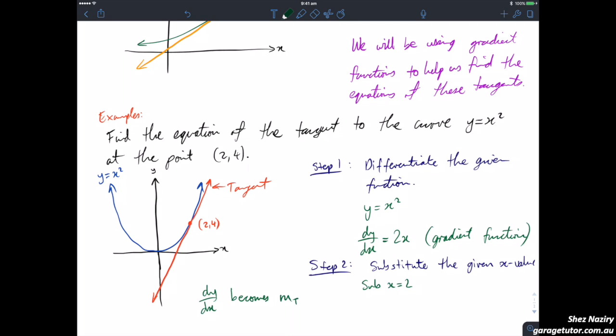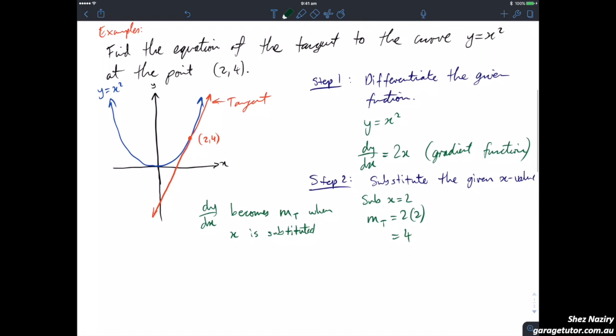Now, you see that little t that I wrote there? That's just for me, so I know that I'm talking about the gradient tangent. Okay? So dy dx becomes gradient of the tangent when x is substituted. So with this, I'll write mt equals 2 times 2. Got it? So that is 4. Now that means that, see this red line over here, guys? That red line there has a gradient of 4. So far, so good? Alright.